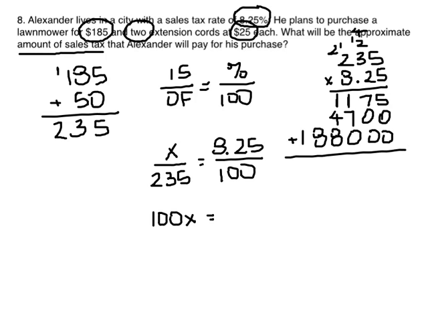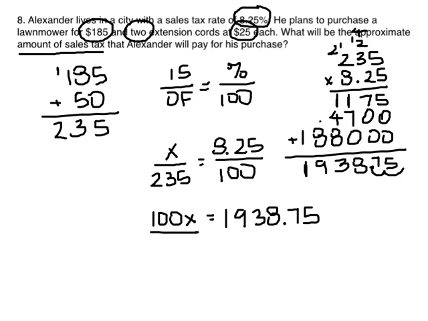Add it all up. 5 plus 0 is 5. 7. 7 plus 1 is 8. 8 plus 4 is 12. Plus 1 is 13. 8 plus 1 is 9. 1. I have 2 decimals to the right up in the problem, so I'm going to put 2 decimals down here. So $1,938.75. But then we divide by 100.